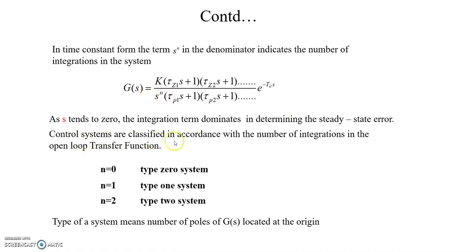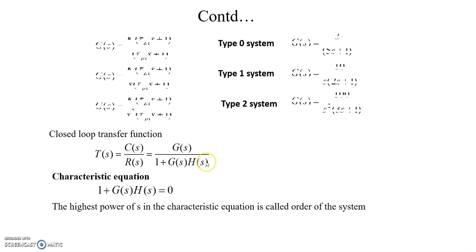So the control systems are classified in accordance with the number of integrations in the open loop transfer function. When n is equal to 0, that means type 0 system. When n is equal to 1 means type 1 system. When n is equal to 2 means type 2 system. Type of a system means the number of poles of g of s located at the origin.